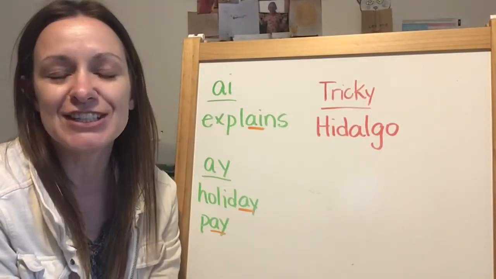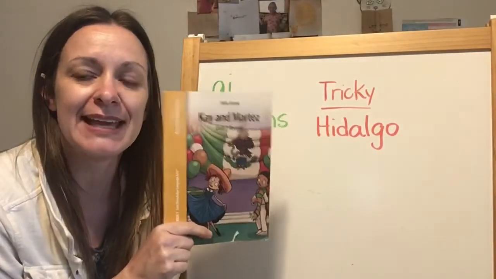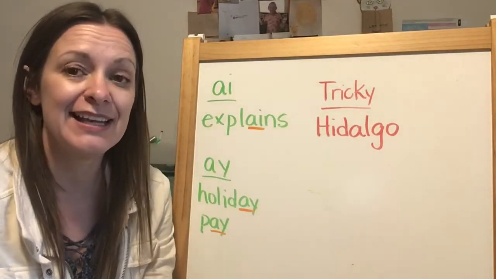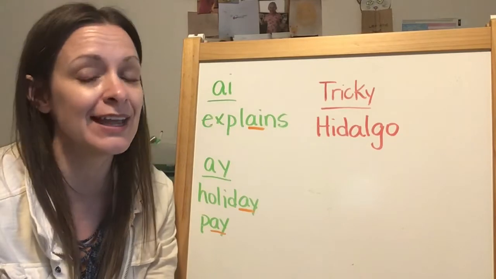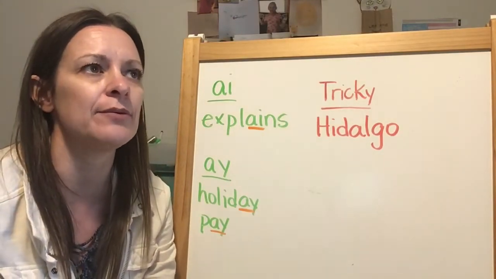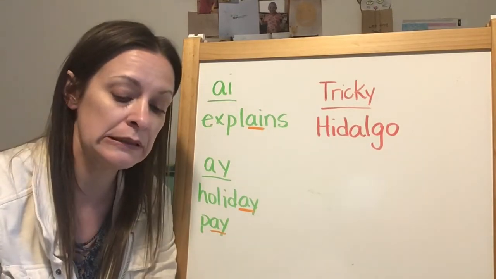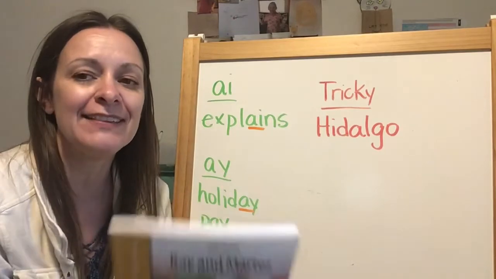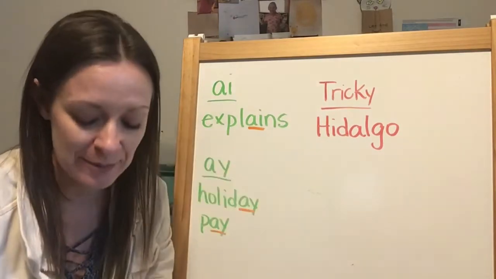All right, after you finish that in your kitty book, it is time to get out Kay and Martez. You're going to find the story, The Holiday, in your table of contents. And it's our next story after the one that we read yesterday. What did we read yesterday? Was it, I'm gonna look, In the Mail. So that's the story after In the Mail. Find that in your table of contents and turn to that page.